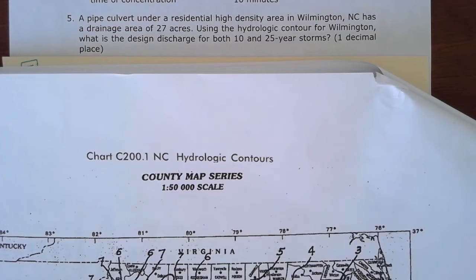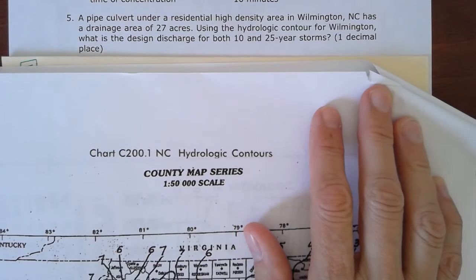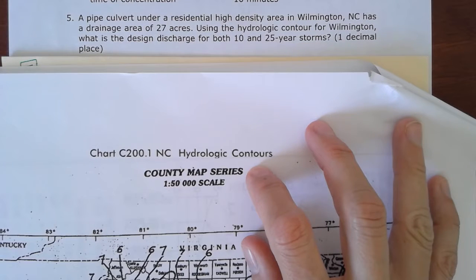Okay, on to problem 5 of the hydraulics homework. We've got another pipe culvert under a residential high density area in Wilmington, North Carolina. It has a drainage area of 27 acres, and we're going to use this hydrologic contour map to figure out what that is for Wilmington and determine the design discharge for both 10 and 25-year storms.